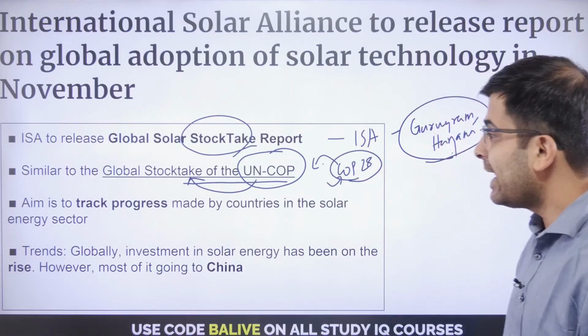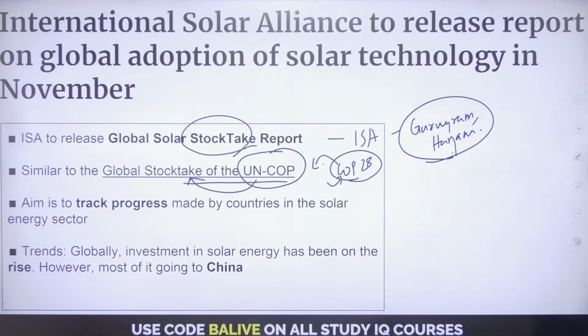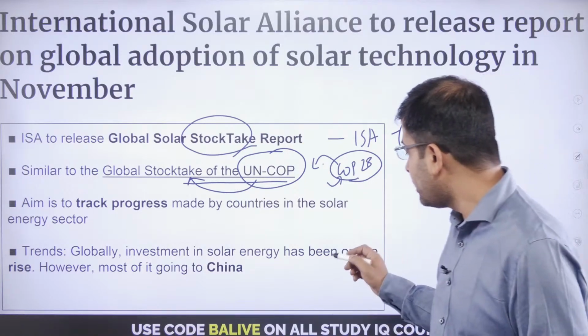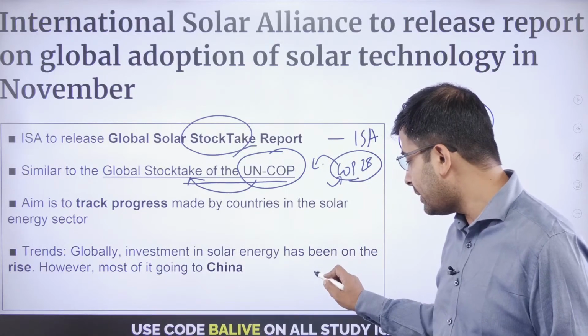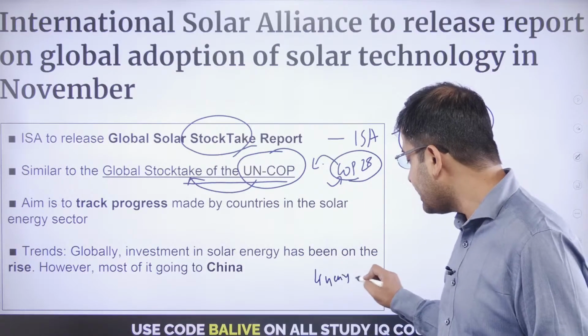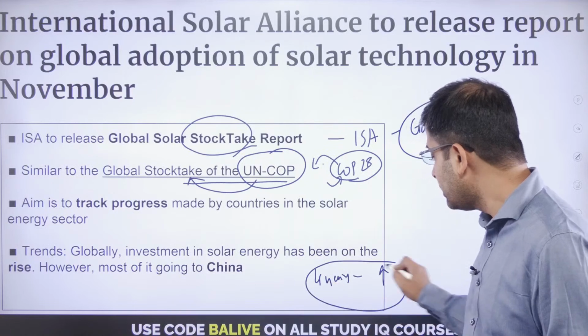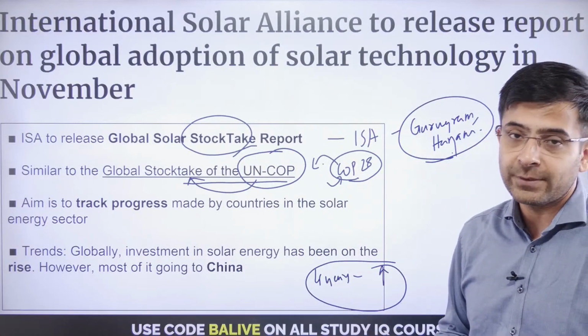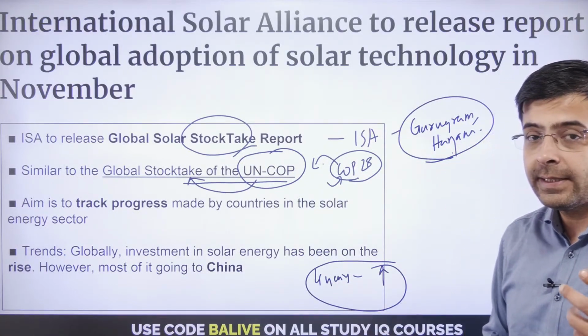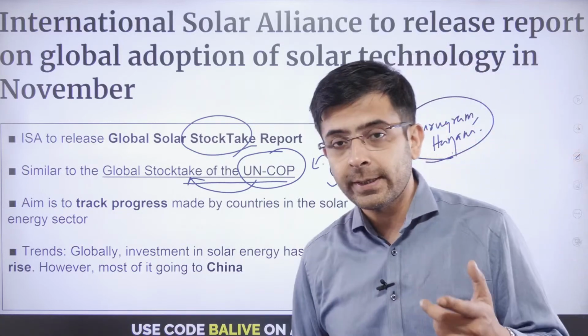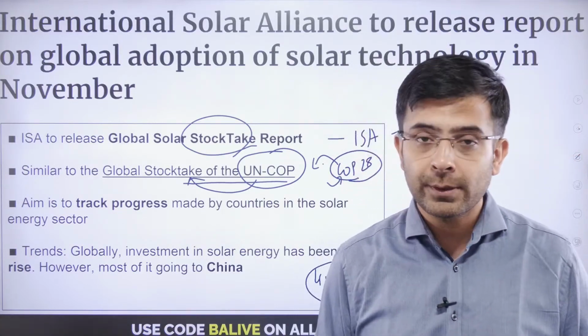Now the aim is to track progress made by the countries in the solar energy sector and the trends. So what is the trend so far? In the last 4 years, what you find is that an upward trend in energy investment is being seen, solar energy investment. But the key fact you must note here is that most of the investment is going to China.